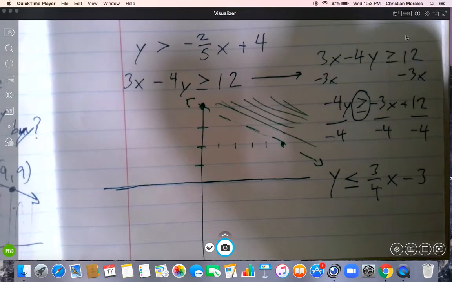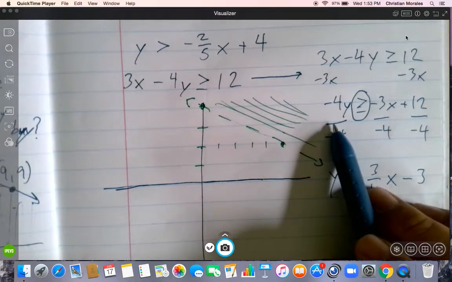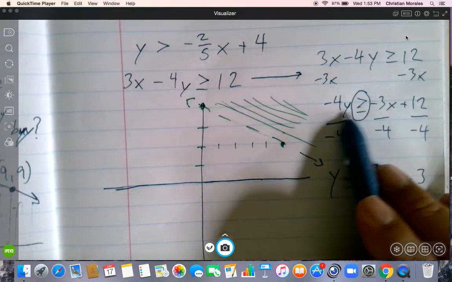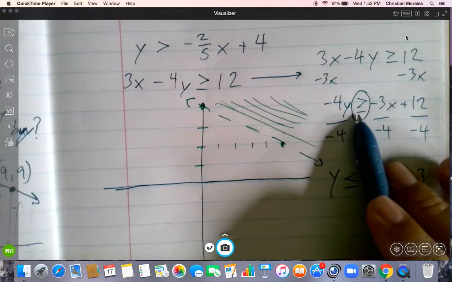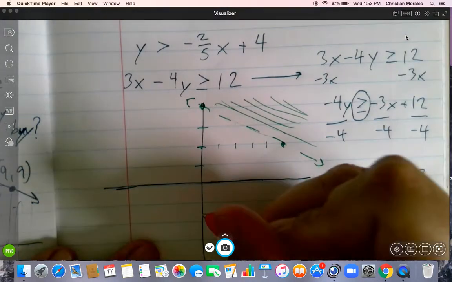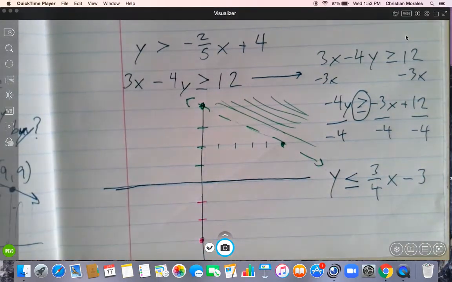That's whenever you are changing a problem. If the last step is dividing by a negative number, and you're dividing everything by a negative, you're going to change all the signs, including the inequality sign. Okay, so let me make this a different color. This starts at negative 3. My slope is up 3 over 4.